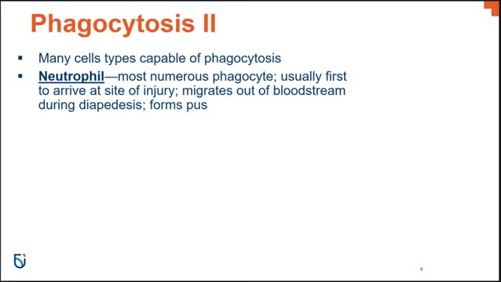Many cells are capable of phagocytosis, but the most numerous is the neutrophil. And this is the cell that's usually the first to arrive at the site of injury. Think back to our image a couple of slides ago, and it will migrate out of the bloodstream through the process of diapedesis. In addition, neutrophils are involved in the formation of pus. Because phagocytosis defends us against various kinds of agents, it is classified as part of our innate defense, but it does also cross over into adaptive immunity as well.